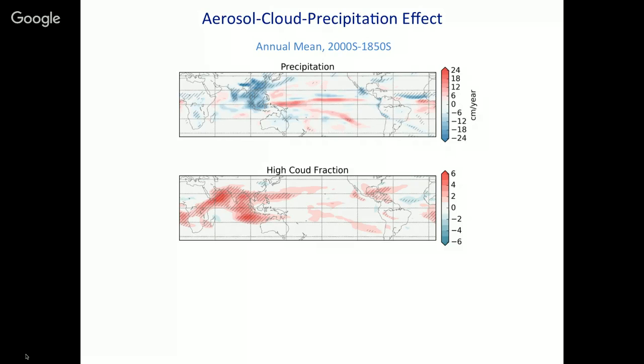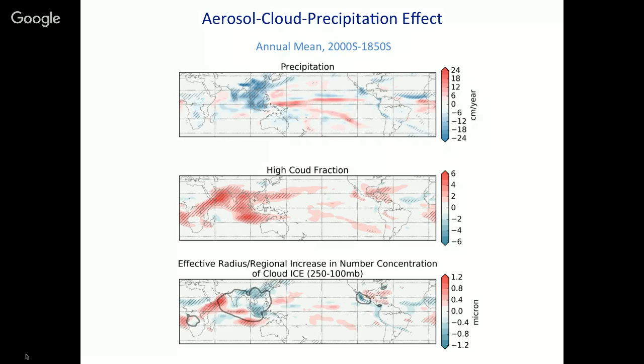So which is a little counterintuitive, because typically if you have a reduction in precipitation, the cloud cover also should go according to that. Now what you could also do is look at some microphysical quantities, which are the effective radius of a cloud droplet and the number concentration of cloud ice, because I'm averaging over the upper part of the troposphere, from 250 millibars to 100 millibars.